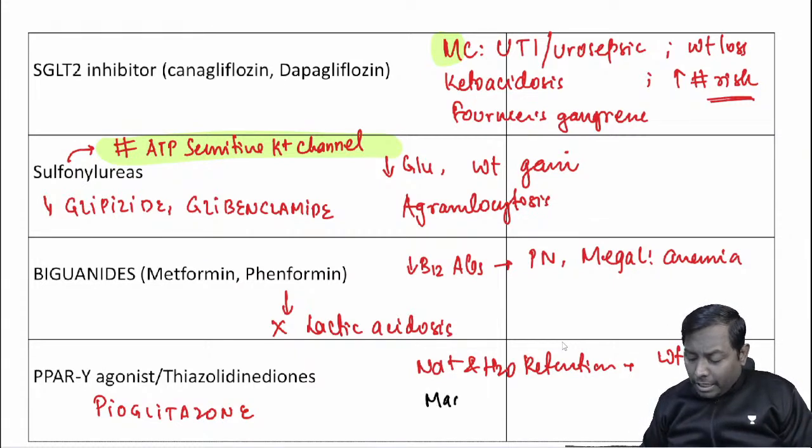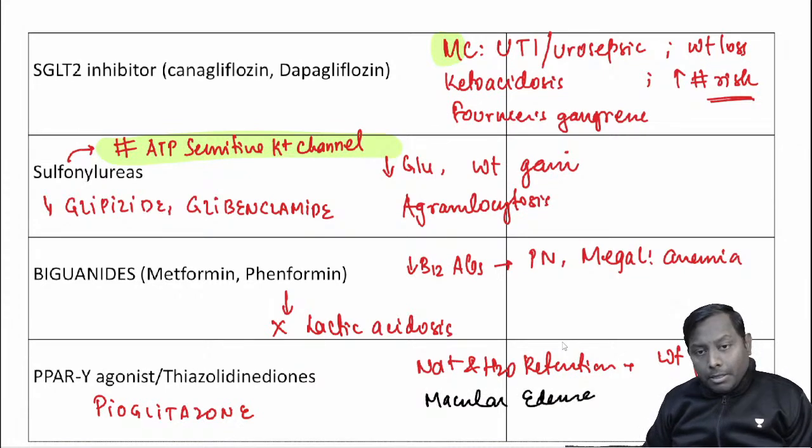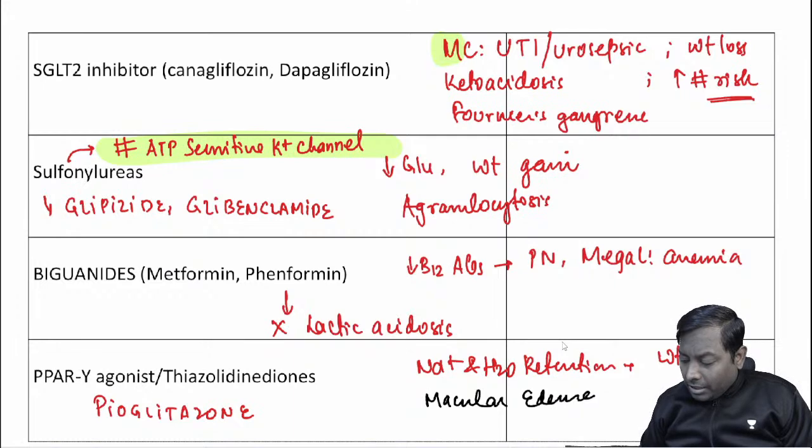They can also lead to macular edema. We term it cystoid macular edema. Okay? Cystoid macular edema is the term that we are going to use for them.